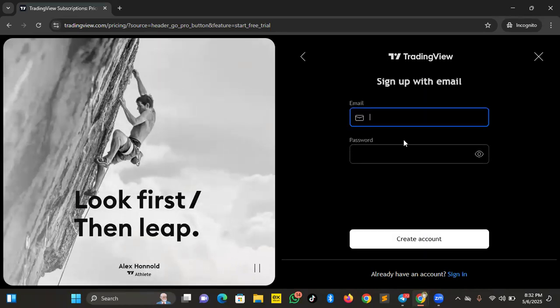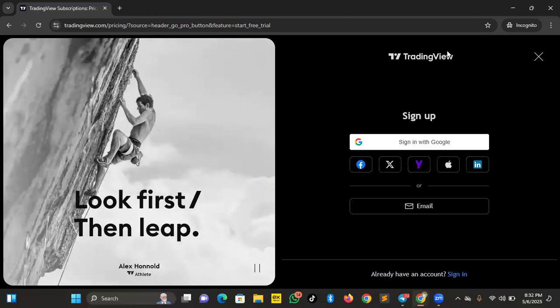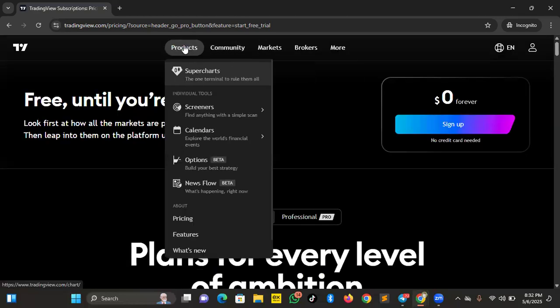Or you just use this to have the email and password like that. So whichever one you choose to do, just create the account and then sign in. Now the moment you create it, it's going to open the chat for you. But in case you don't see the chat, you can just come to where you see products, right?